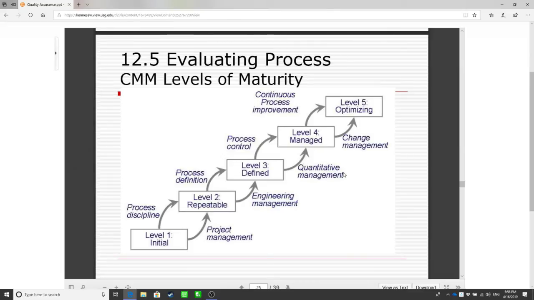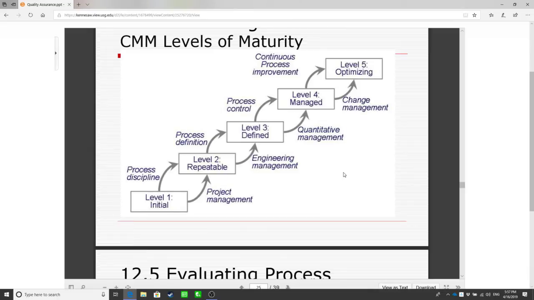So there are 5 levels, and for each of them you can see how you can get up to the next level. So the first level is called initial, level 2 repeatable, level 3 defined, level 4 managed, and level 5 optimizing. Okay. So here let's talk about the first one, the initial. Basically, initial is you don't have any process. You just do the job, a random process.